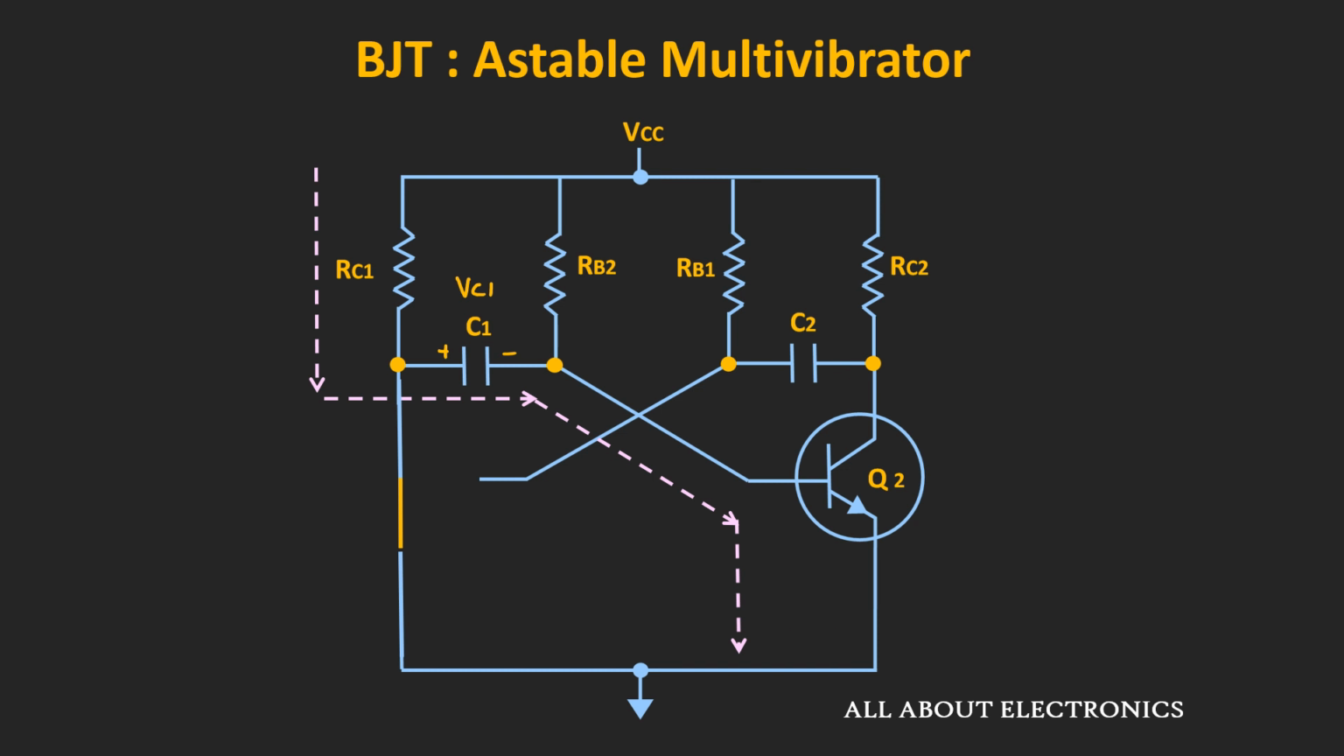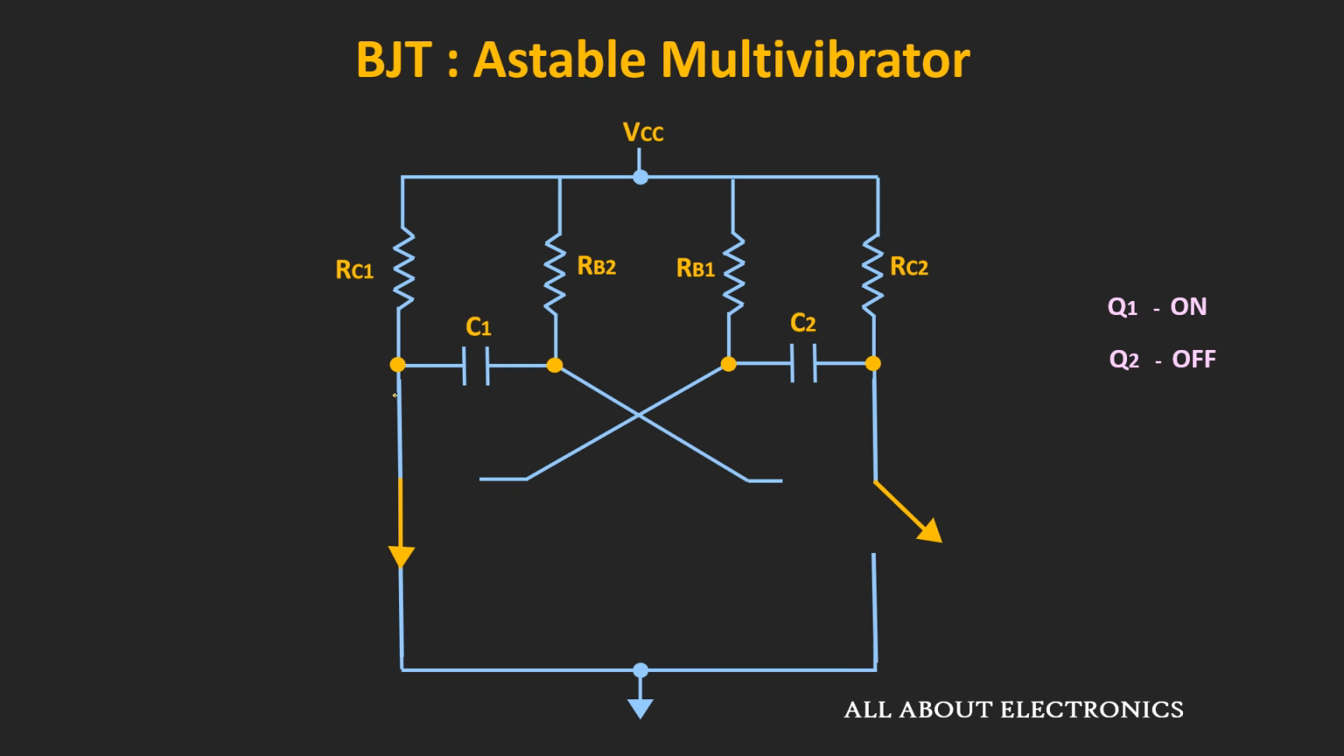That means as soon as we power up the circuit, then one transistor will become on while the other will remain off. And here we are assuming that the transistor Q1 will become on and the transistor Q2 will remain off. That means transistor Q1 will act as a short circuit while the transistor Q2 will act as an open circuit. And due to that, the voltage at the collector of this first transistor will be equal to 0 volt, while the voltage at the collector of the second transistor will be approximately equal to VCC.